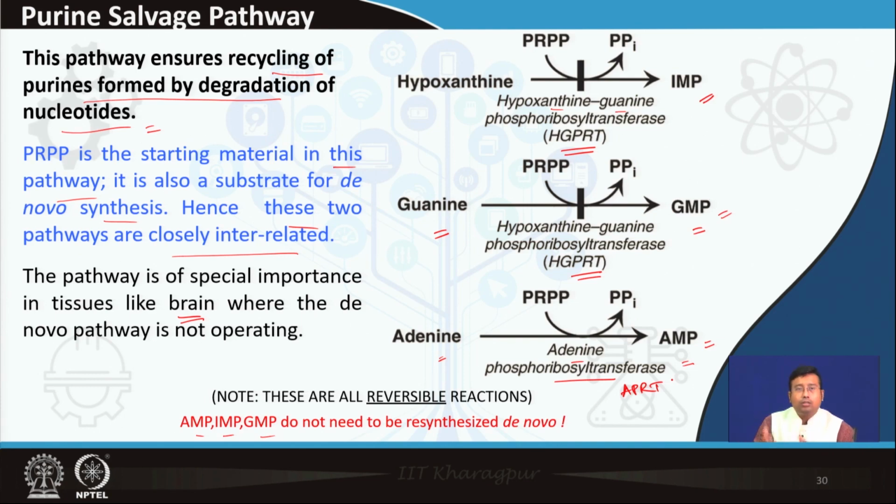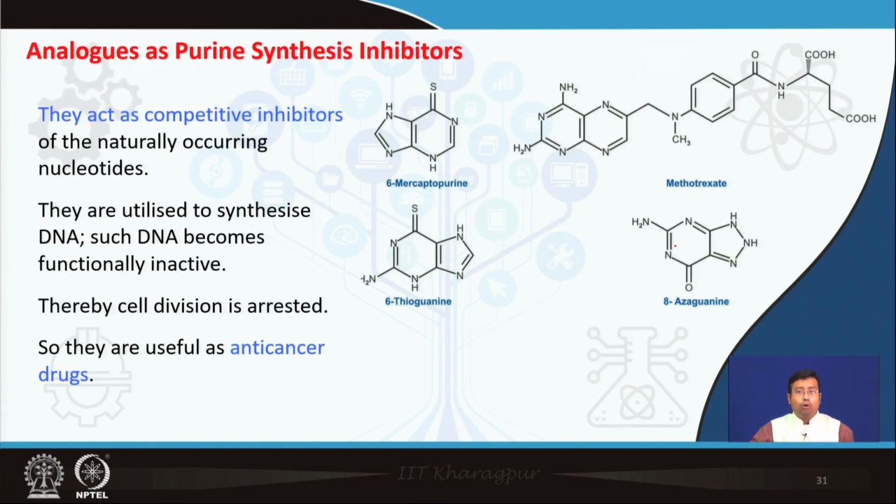Do we know the regulation? Yes, we also know the regulation: both AMP and GMP will inhibit the enzyme HGPRT. So, if there is excess AMP and GMP, we do not need the purine salvage pathway as well, but if there is a dearth of these nucleotides, the purine salvage pathway will be in motion. Now, the last part of this discussion is purine analogues, right. How these purine analogues behave as anti-cancer drugs.